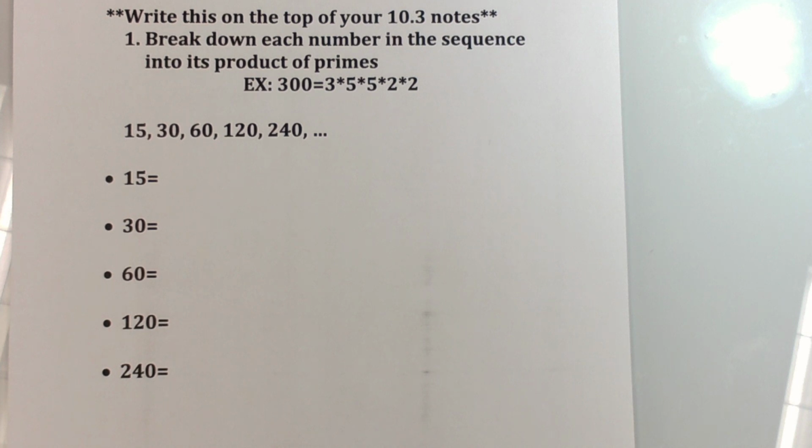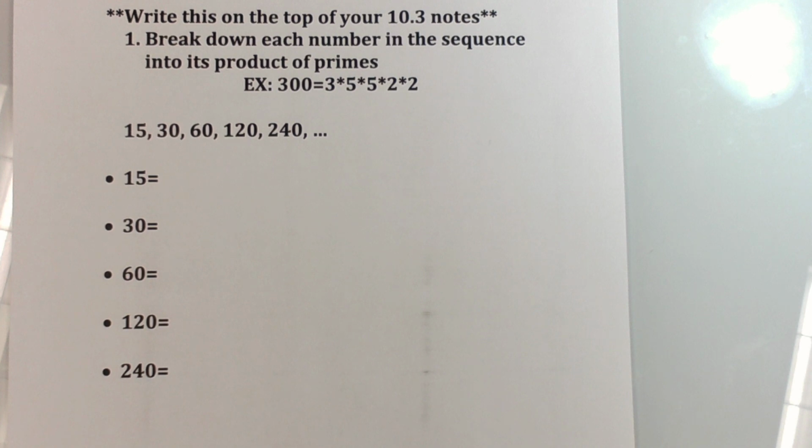I know most people are done. If you're not quite done, it's not the end of the world. So, 15, 30, 60, 120, and 240 being broken down into a product of their primes. Now, the first thing, before we actually break things down, I want to recognize is, what do you notice about this sequence?